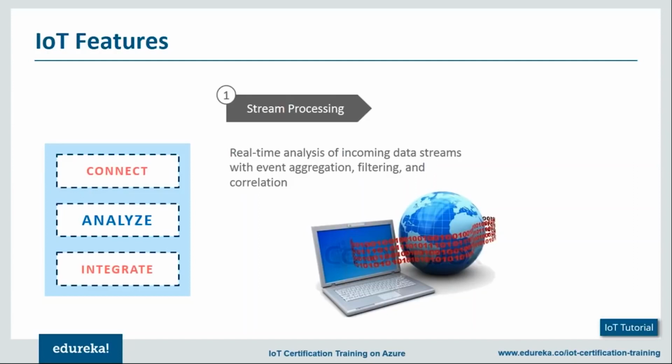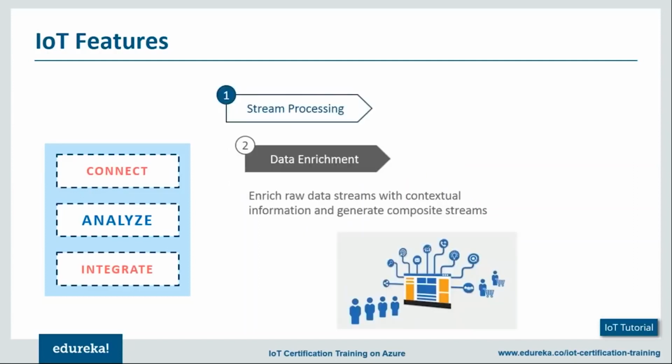Apart from this, this is raw data that is being streamed from all the things. You need to identify which is contextually important information which is going to be taken forward. Once I have the relevant information, then I can even generate composite streams of information which can be taken ahead for future analysis and understanding as well. This is what your data enrichment process does.